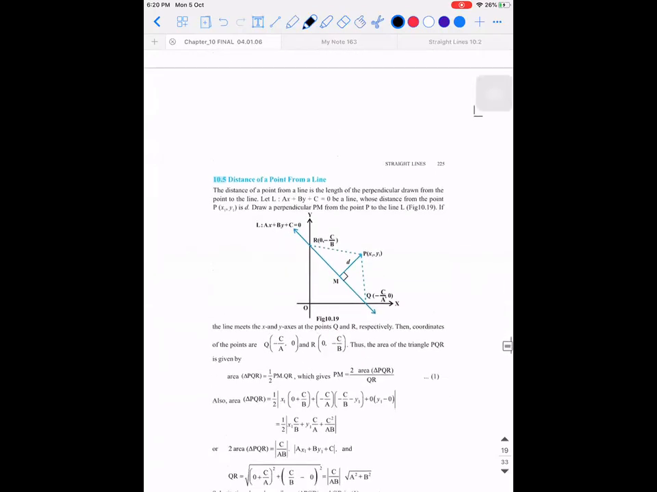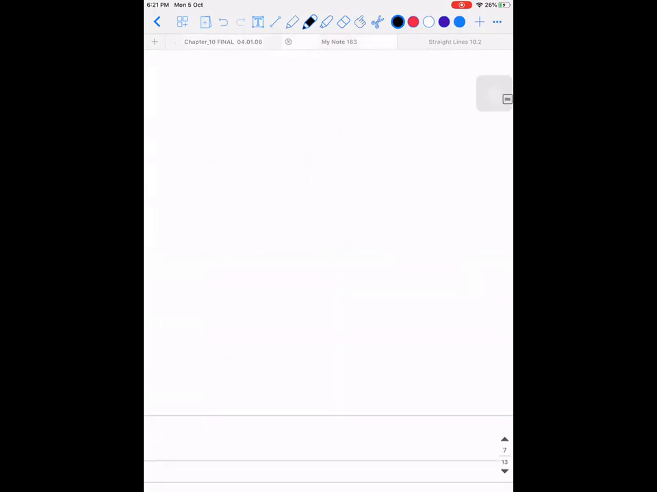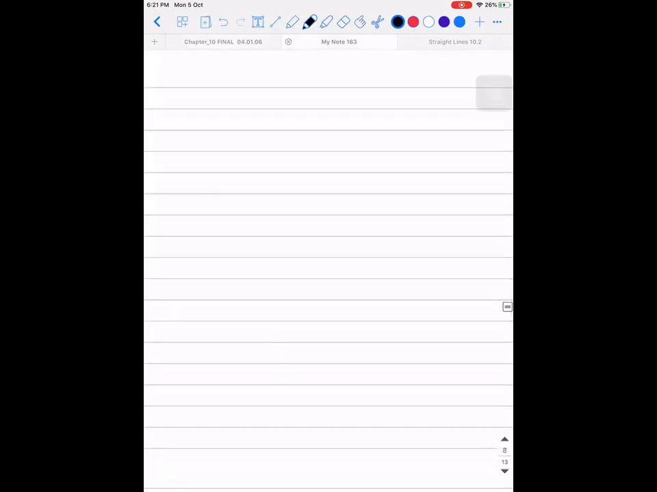Observe. So it is like this. Distance of a point from a line. You can write down this part. Okay, write down the heading, guys. Distance of a point from a line.